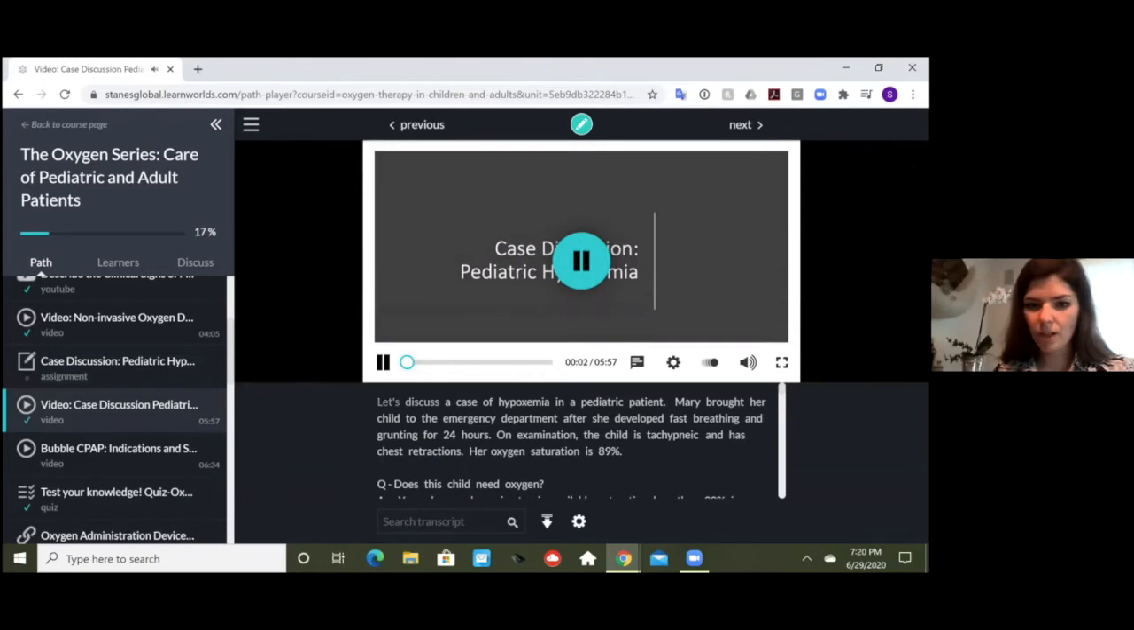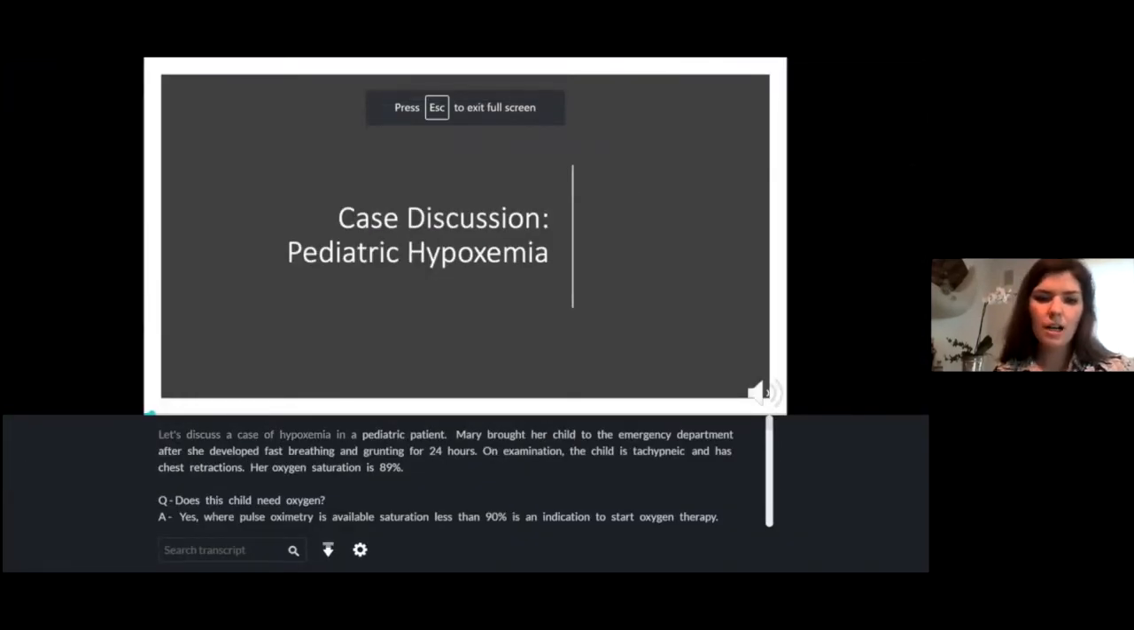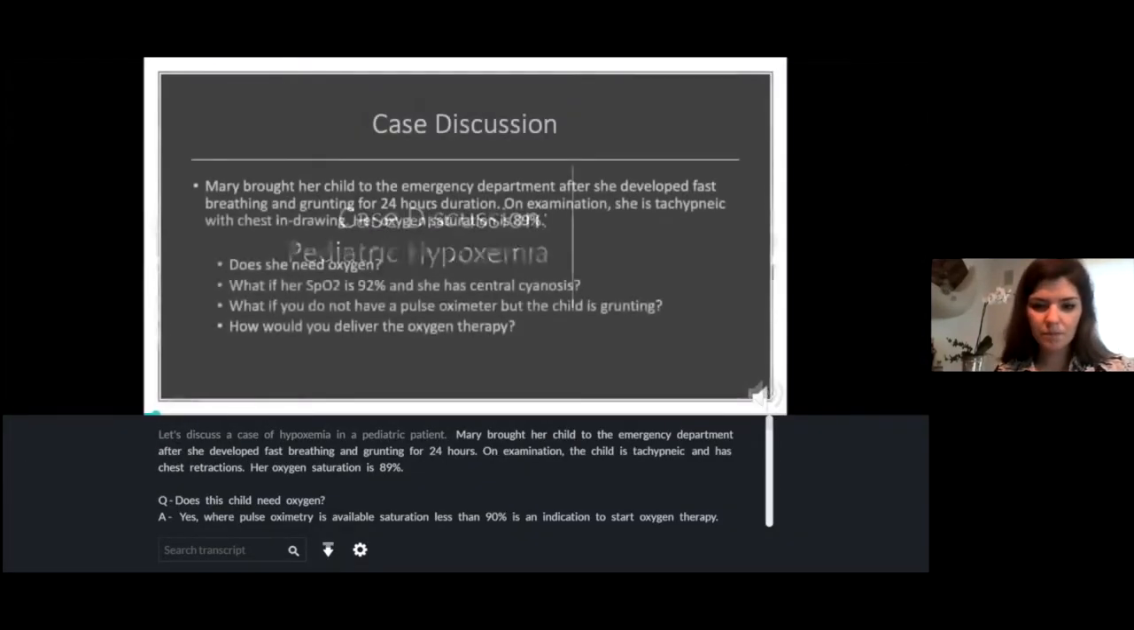Let's discuss a case of hypoxemia in a pediatric patient. Mary brought her child to the emergency department after she developed fast breathing and grunting for 24 hours. On examination, the child is tachypneic and has chest retractions. Her oxygen saturation is 89%. Does this child need oxygen?